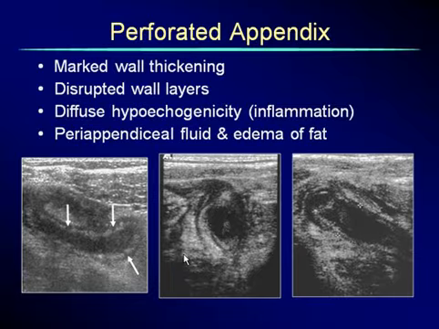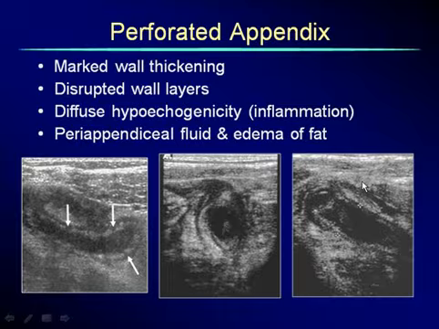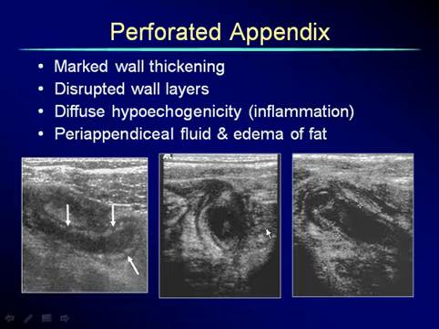Now, when this appendix goes on to a more complicated state, when it perforates, we have additional findings. We will see interruptions within the wall, disrupted wall continuity. We will see marked thickening of the wall. The appendix gets a lot thicker, over 13 millimeters. They almost all perforate. They can accumulate much more fluid. There are layers of edema around them. There is increased echogenicity of surrounding fat.